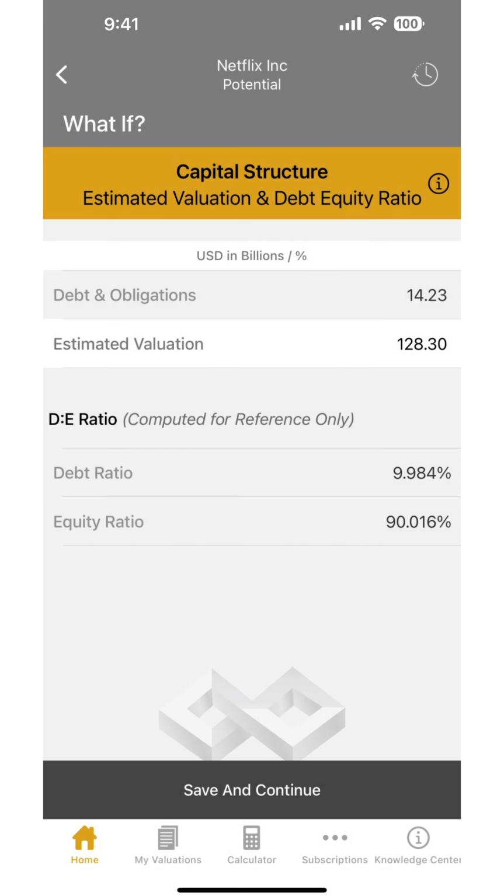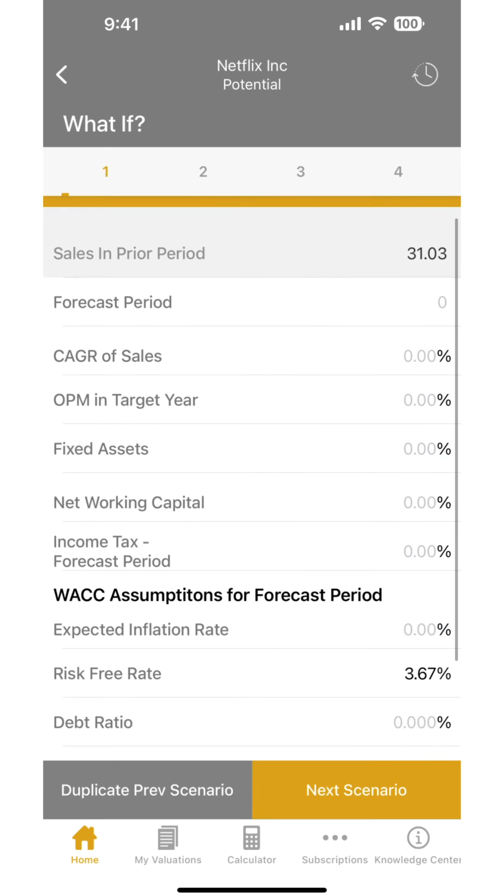Debt-equity ratio. Now we advance to the capital structure screen. The capital structure gives the breakup of debt at book value and market capitalization of equity. The app uses market value of equity to compute the debt-equity ratio. Advancing to the value drivers screen.